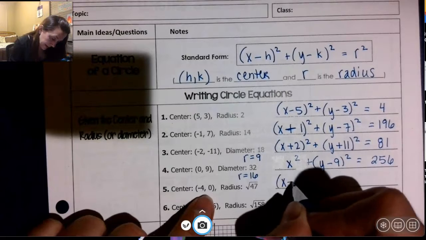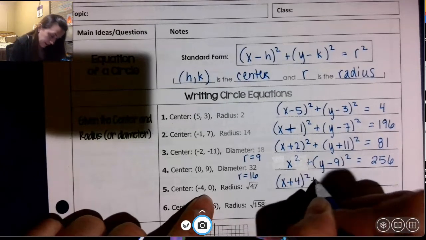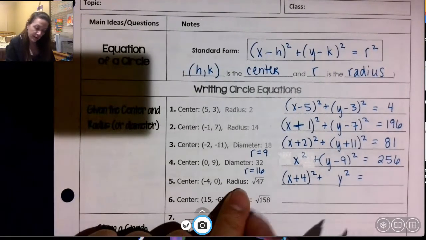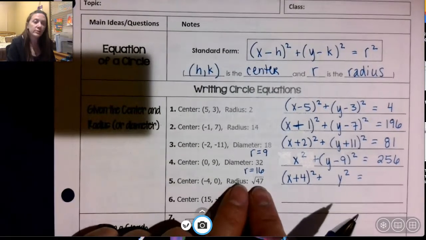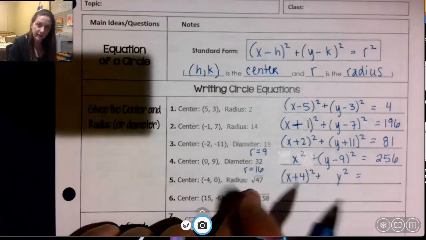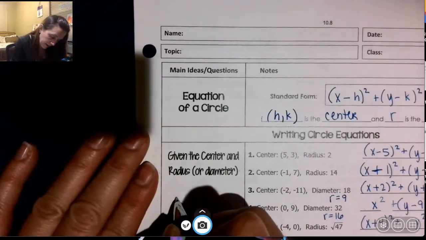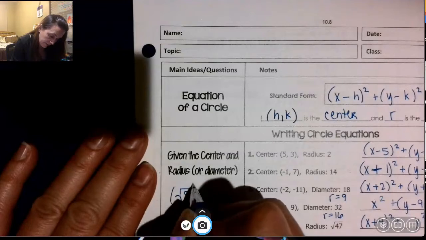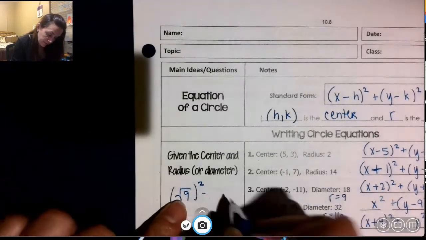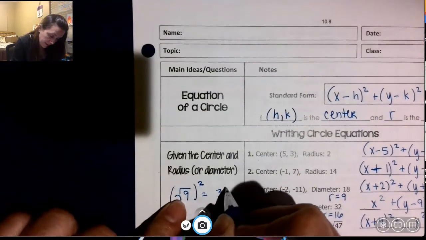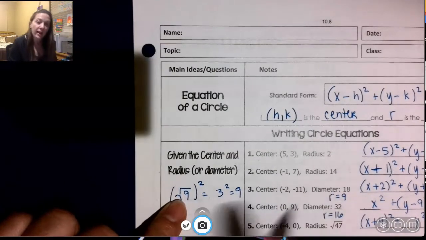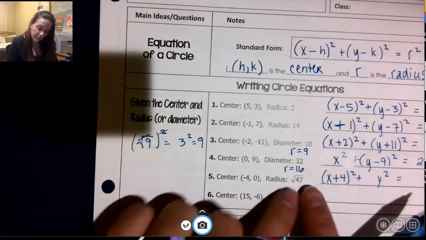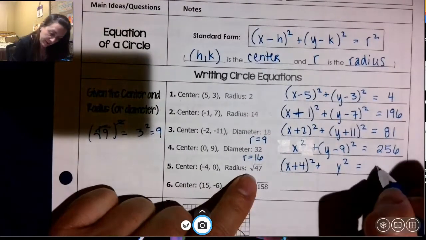Here I have x minus negative 4 squared plus y minus 0, which will just be y squared. Now the radius is the square root of 47. Whenever you have a square root and you square it, it's going to cancel. Like if you had the square root of 9 squared, well, the square root of 9 is 3, squared is 9. Anytime you have the square root of something squared, they will just cancel. So the square root of 47 squared is going to be 47.